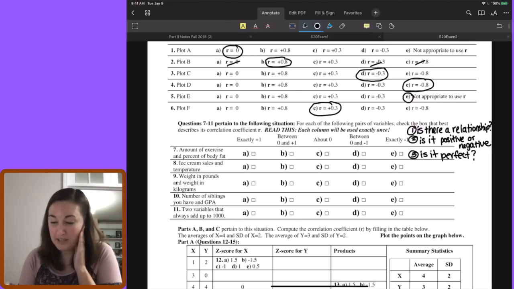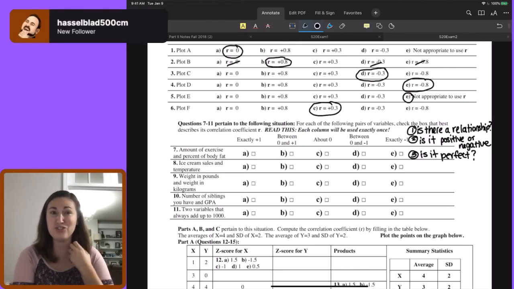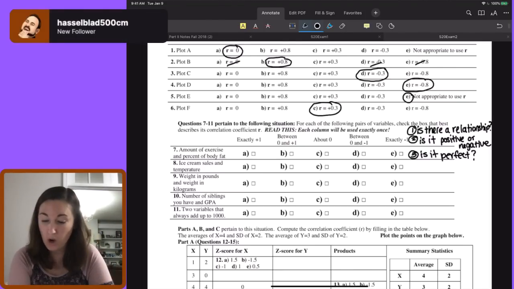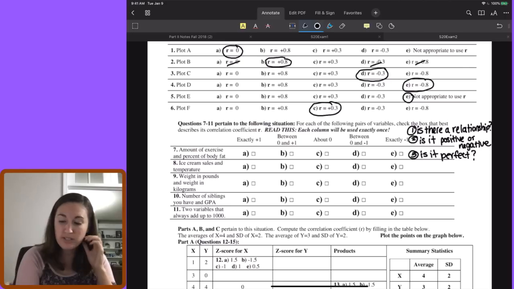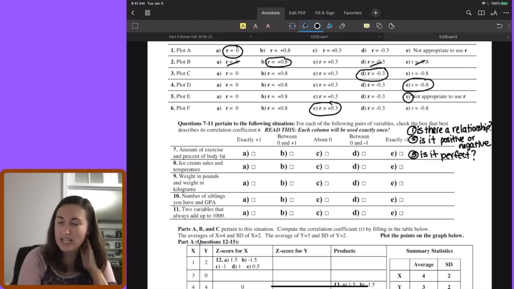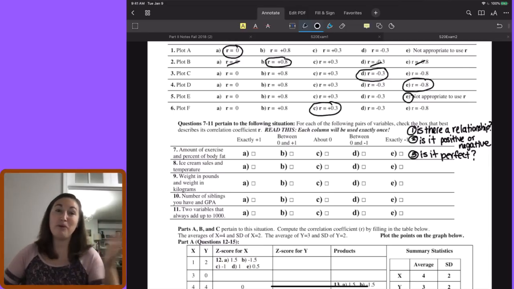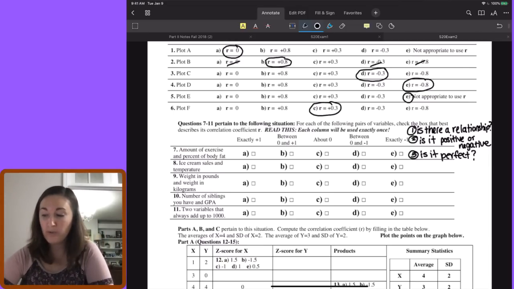I think the problem is a lot of people just try and think of it right away without asking the question. So if you're struggling with these, definitely ask yourself the question. So number 7 says amount of exercise and percent body fat. Is there a relationship between these two things? Yeah, right? Most people, if they're exercising, they probably want less body fat. So there's definitely a relationship.